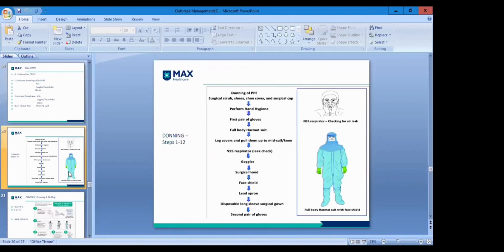I will go again into details of donning and doffing. Donning techniques were 1 to 12: donning of PPEs, surgical scrubs, perform hand hygiene, gloves, hazmat suit. We also had shoe covers and respirators, goggles, surgical hood, face shield, lead apron, disposable long sleeves, surgical gown, and a second pair of gloves. So this was a special sequence which we used in COVID areas.